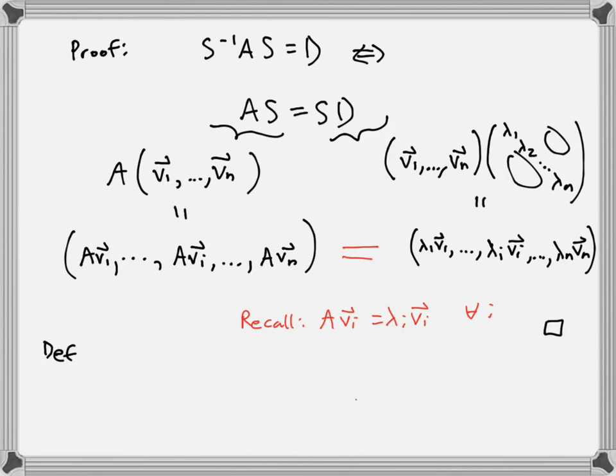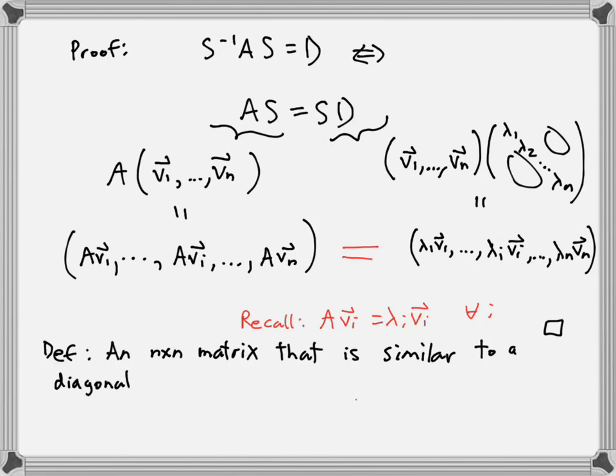So this leads us to a definition. An n by n matrix that is similar to a diagonal matrix is called diagonalizable.